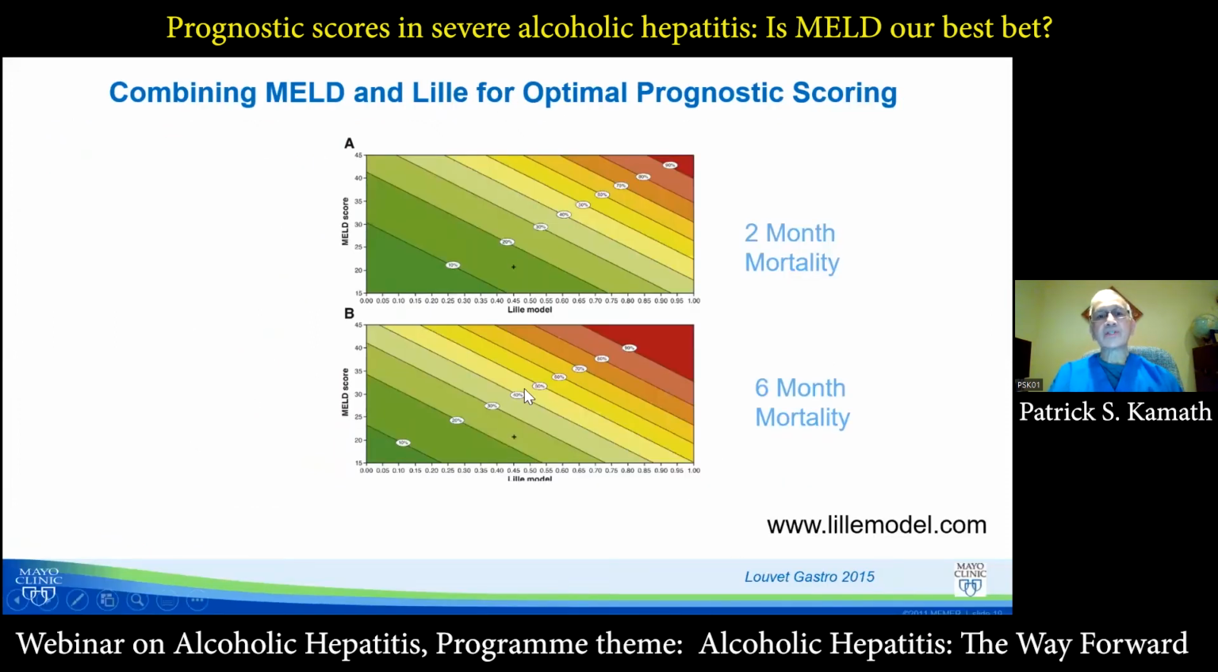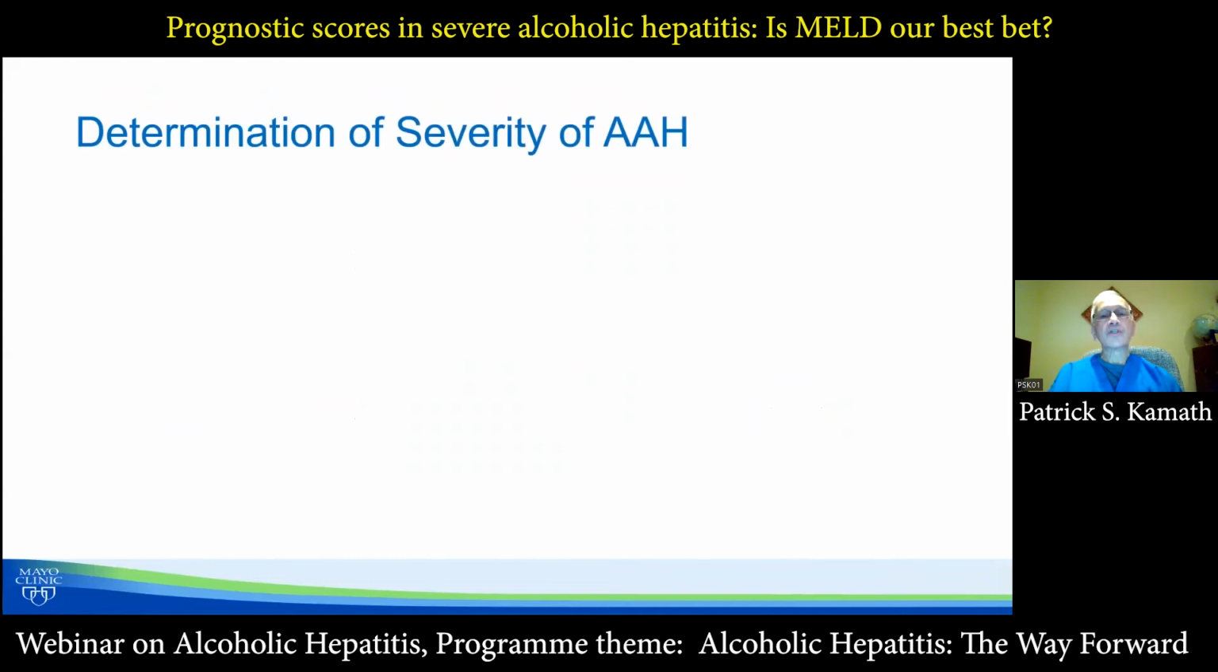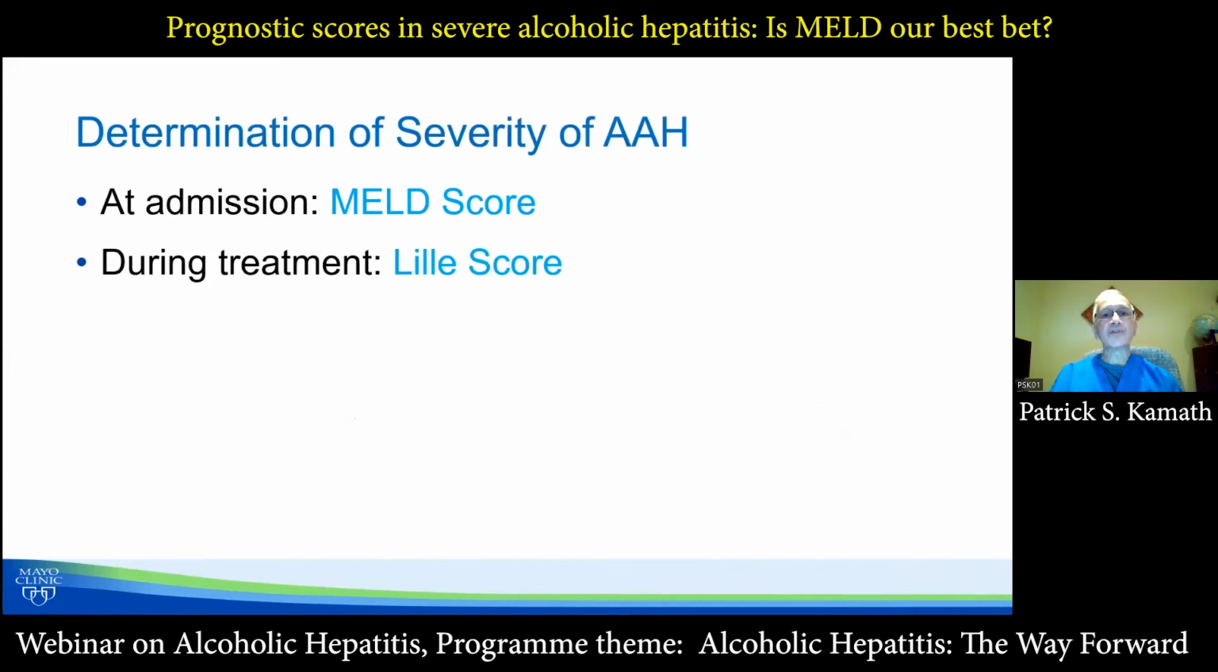Now this paper from Alex Louvet looks at combining MELD score with the Lille score. So here's a patient with MELD score 21. 7 days later, the Lille score is 0.45. You can use this to determine 2-month mortality, which in this patient is 15%, and 6-month mortality, which is 24%. So to summarize, to determine severity of AH, at admission, it is the MELD score. During treatment, the Lille score, and long-term combined MELD and Lille score. Also very important is whether abstinence occurs or not.